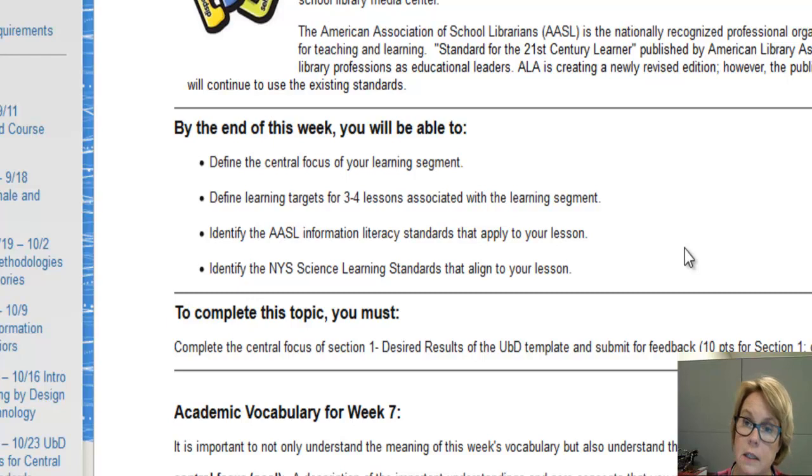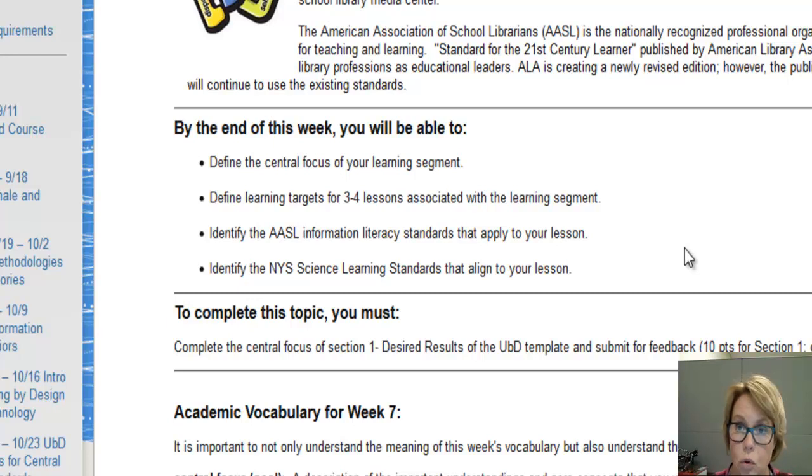Okay, so the next thing we're also going to do this week is to define 3 learning targets that are associated with your learning segment. Again, learning targets are essentially the objectives of your lessons. And you'll also align your learning segment with the AASL standards and the New York State science standards that you've used before.